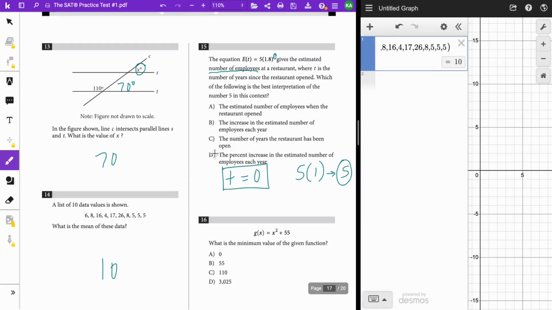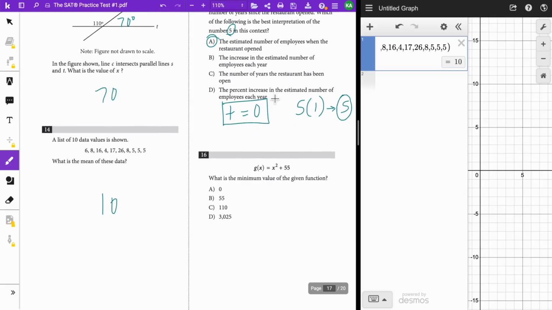And that's the answer we're looking for. And so that would be A. The estimated number of employees when the restaurant opened was what that 5 represents. Okay, so always think about plugging in 0 as the exponent in these problems, because that's going to allow you to figure out what they're looking for.